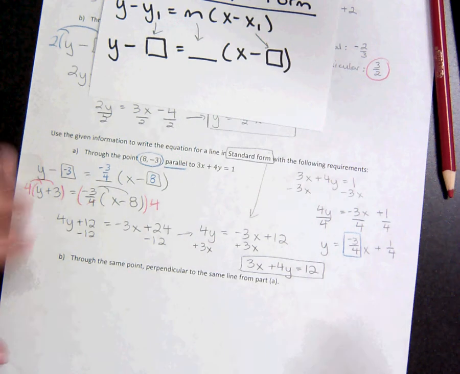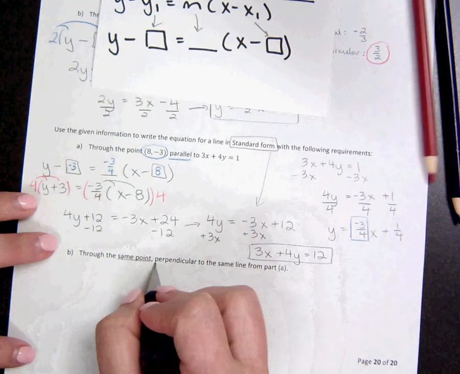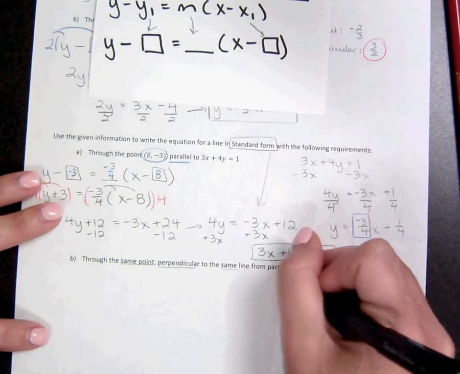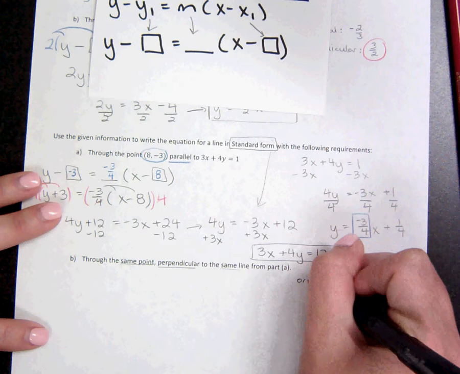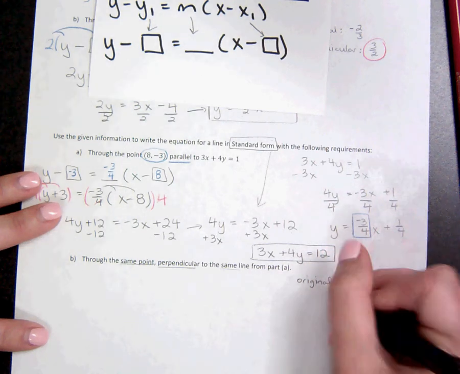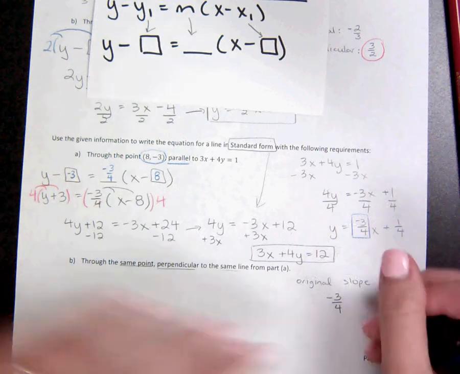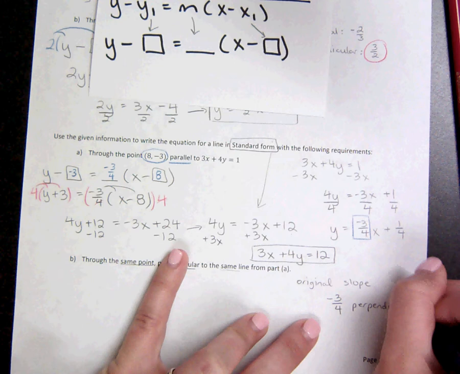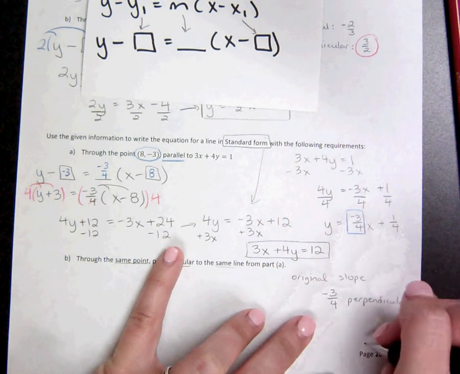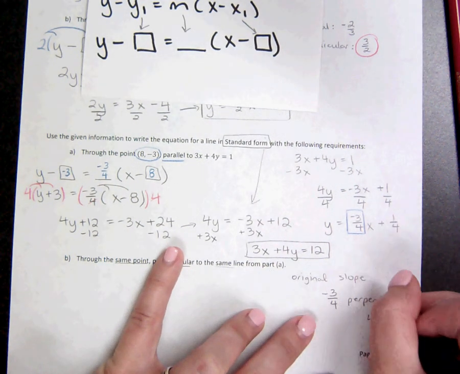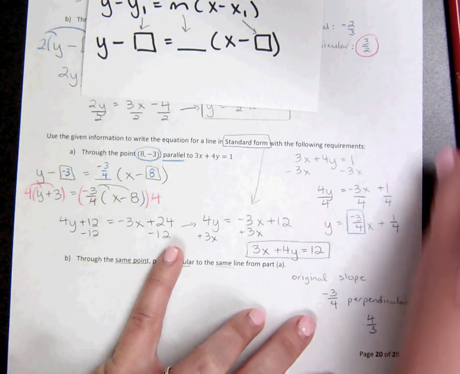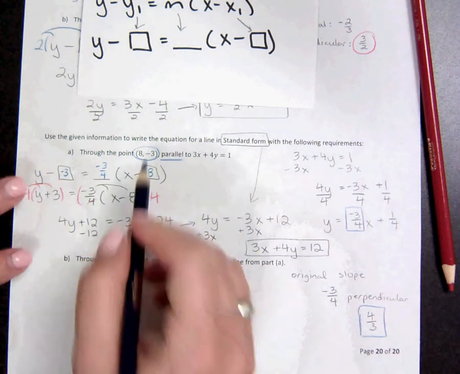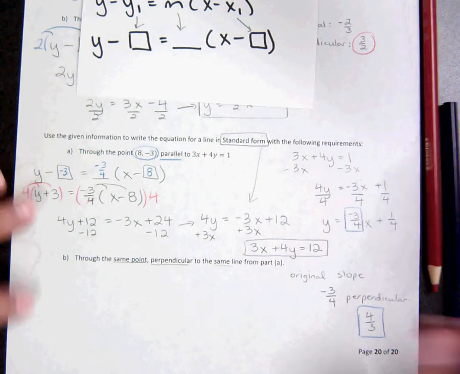Let's do that one last time through the same point, perpendicular to the same line. So that saves me a little bit of time here. I know the original slope was negative 3 over 4. To make it perpendicular, it was negative, I'm going to make it positive, and instead of 3 over 4, I'm going to make it 4 over 3. So I'm not going to use the original slope. I'm going to use the perpendicular slope through that same point, 8, negative 3.